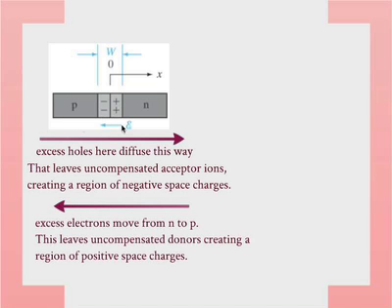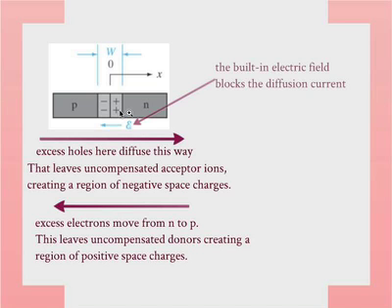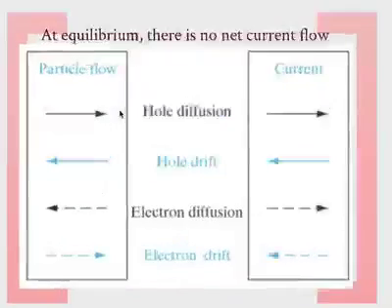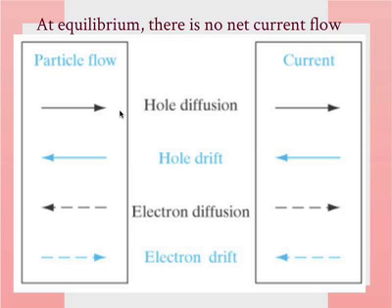The same thing happens with electrons. Electrons move from N to P. This leaves uncompensated donors, creating a region of positive space charge. Remember, the donors lose an electron, and then it becomes a positive ion. And again, the charge of the positive ion is balanced by the charge of the electron floating around, but if the electron's gone, then you have a positive ion sitting there. So you have a positive charge, as shown here. So you get a built-in field which prevents the diffusion current, prevents this motion of carriers. So at equilibrium, there is no current flow.